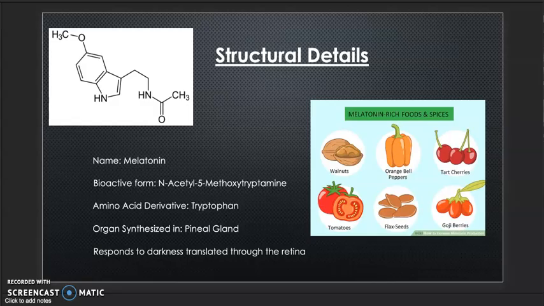As you see in the top left corner, that gives you the molecule, how the molecule looks itself. I also included some melatonin-rich foods and spices, which is kind of odd to think that orange bell peppers are melatonin-rich. You'd think those would keep you awake at night, but melatonin is a protein-based hormone that is secreted by the pineal gland in response to darkness translated by the retina.